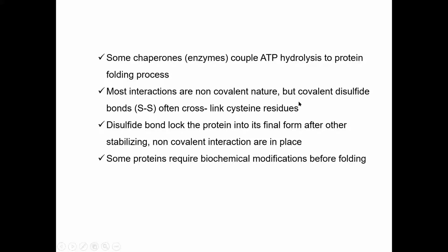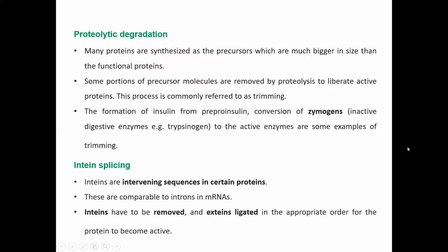Okay, so for biological activity, folding is important, but proteins which require biological modification, like splicing or removal of a segment, or addition of a group, that will happen before folding. So those proteins which require post-translational modification, those modifications will happen and then the protein will be folded. So now let's look at what these different types of modification are.